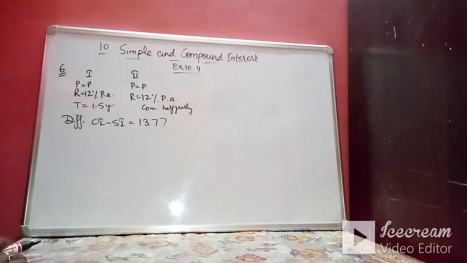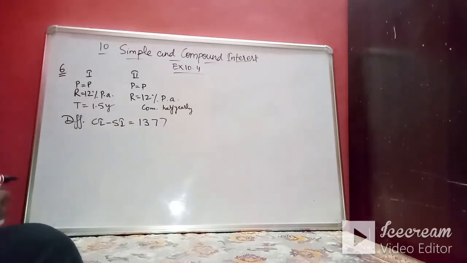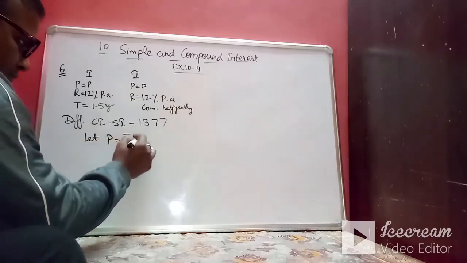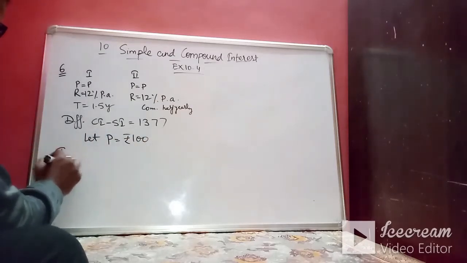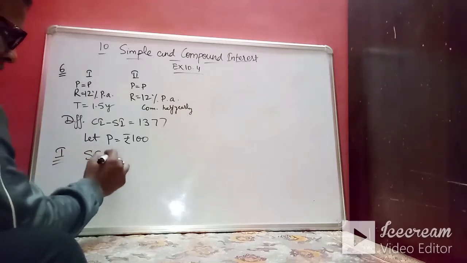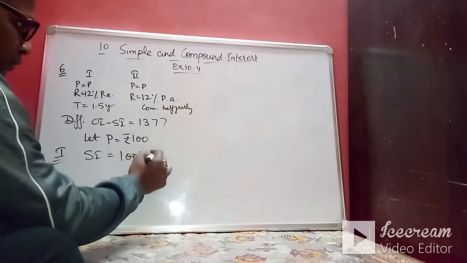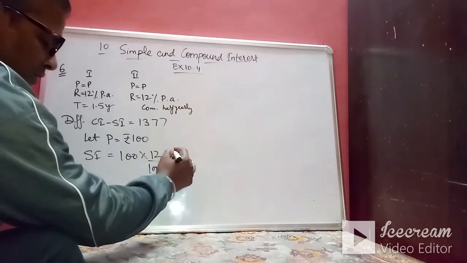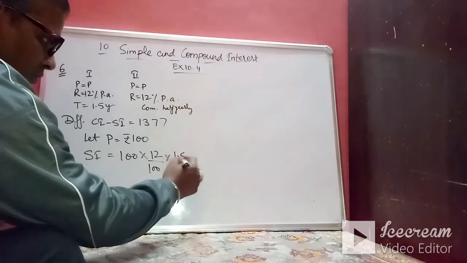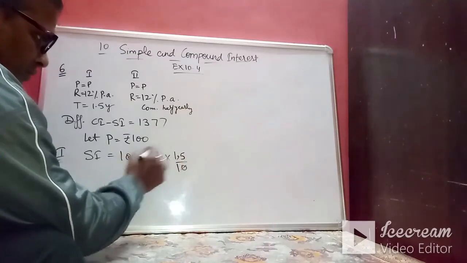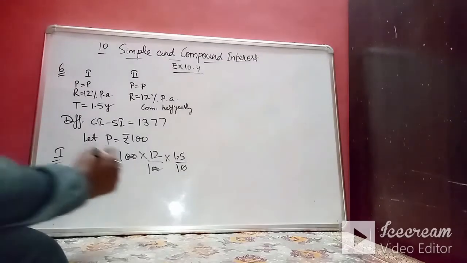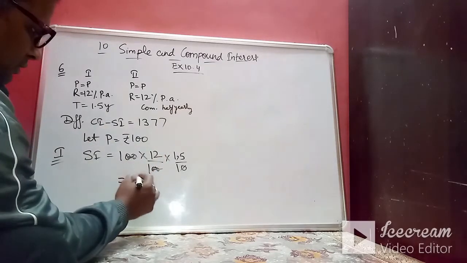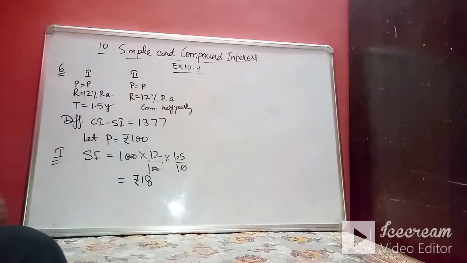Okay, so again we can solve this question using the unitary method. We will assume the principal is rupees 100. For the first scheme we will calculate simple interest, that is 100 into rate 12 upon 100 and time 1.5 years. So we will get the answer as rupees 18.